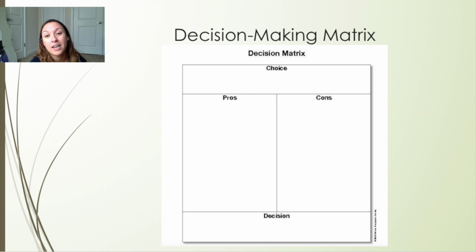Here is an example of the decision-making matrix. So the decision-making matrix presents students with different choices, and they have to weigh the pros and cons of each choice and then finally make a decision. So this is something you could use with students who are having difficulty collaborating. Again, it may not be the most time-efficient thing if you're on a time crunch, so you want to keep that in mind. This might be something you would anticipate before starting group work or starting partner work.